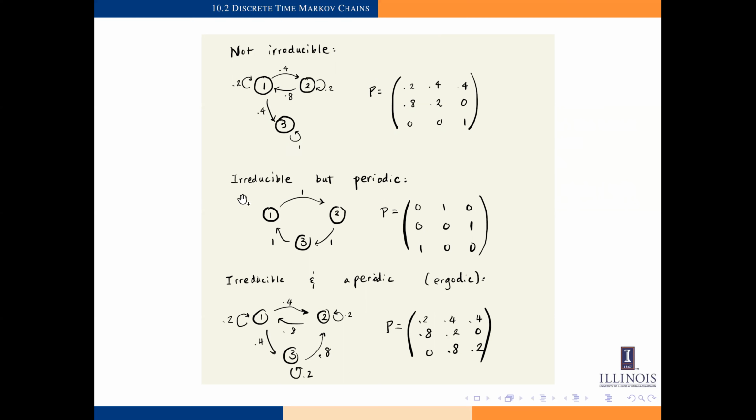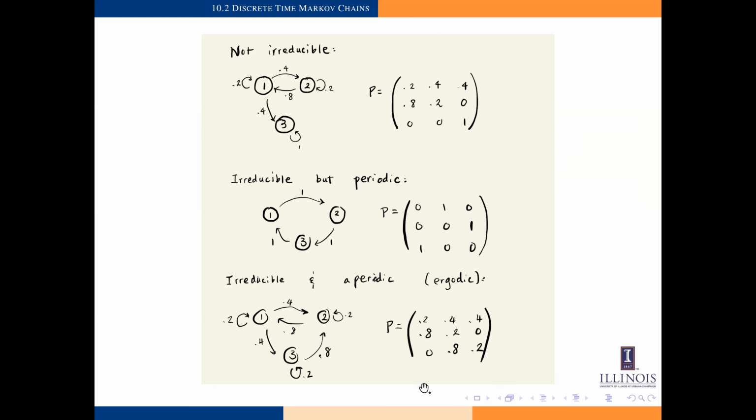The second example is one where the Markov chain is irreducible. So you can get from any of the 3 states to another of the 3 states. You can go from 1 to 2, you can go from 1 to 3, you can go from 2 to 1, etc. However, it is periodic. You can see that once you're in 1, then at the next time point you are definitely going to 2. And then at the next time point you are definitely going to 3, and then at the next time point you will cycle back to 1. So this Markov chain is periodic.